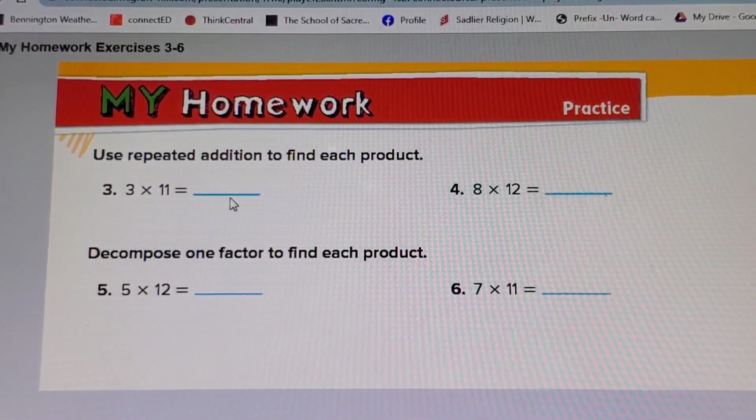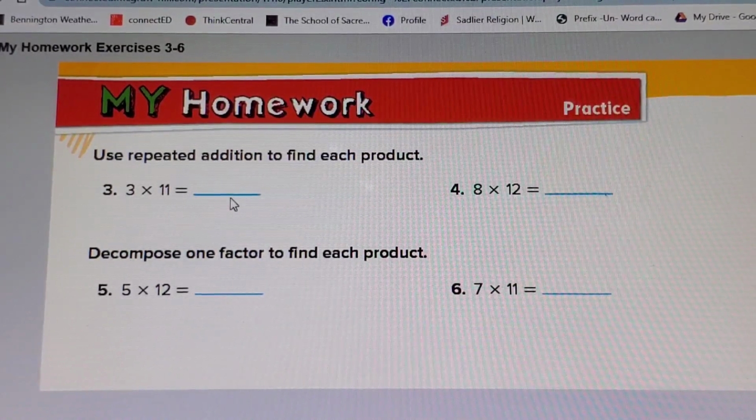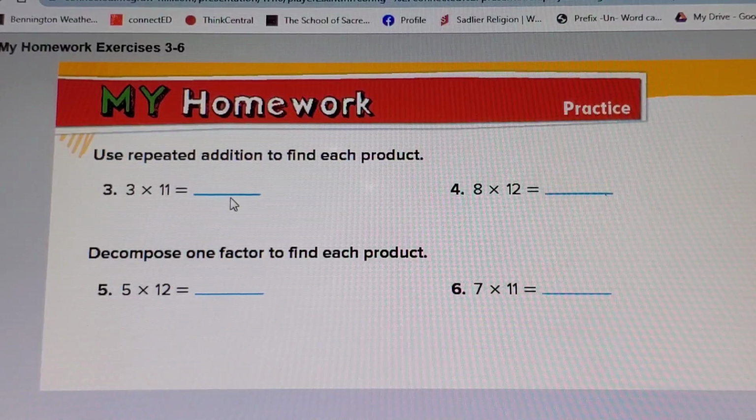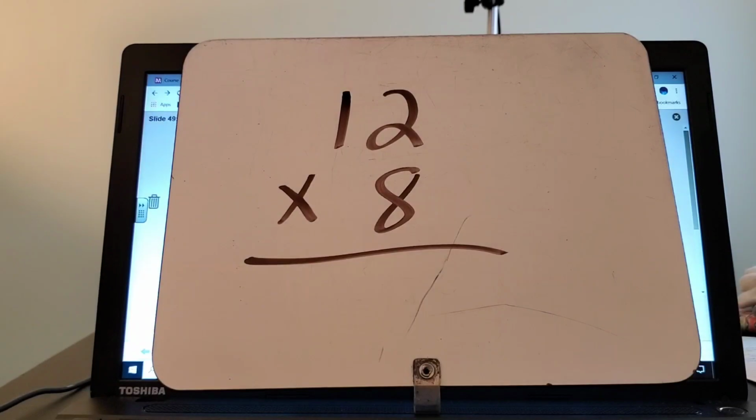Number 4 says 8 times 12. I'm going to show you how to do it when you are writing it vertically. And if you want to do it on a piece of paper or on a board with me, that would be great. So here we have 12 times 8, which is the same as 8 times 12.